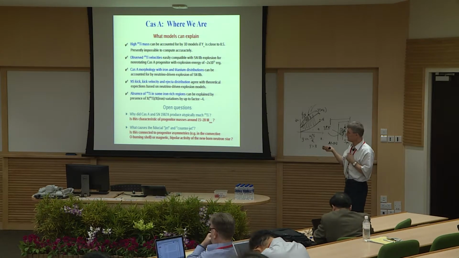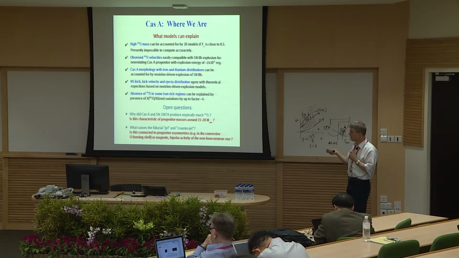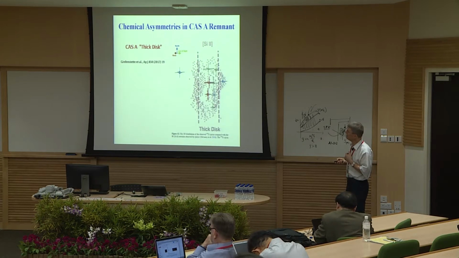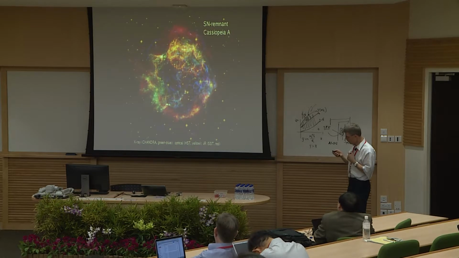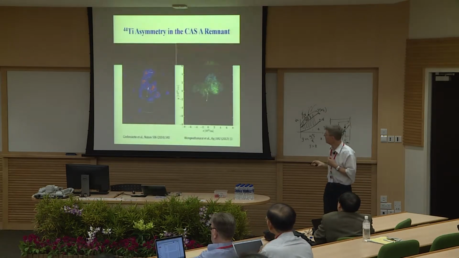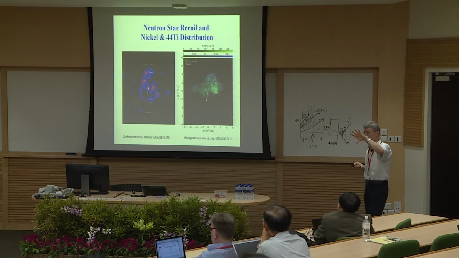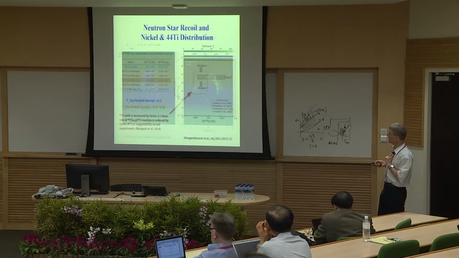There are open questions concerning Cassiopeia A. Why did Cassiopeia A and supernova 87A produce significantly more titanium-44 than other supernovae? And what causes these strange jet, anti-jet features which people have claimed to be visible in the Cassiopeia A remnant? We work on that. It may be connected. Here is the jet, and the anti-jet is hardly visible down there. Not in this image. There are better images. We think this may be connected to pre-existing, pre-collapse oxygen shell asymmetries.